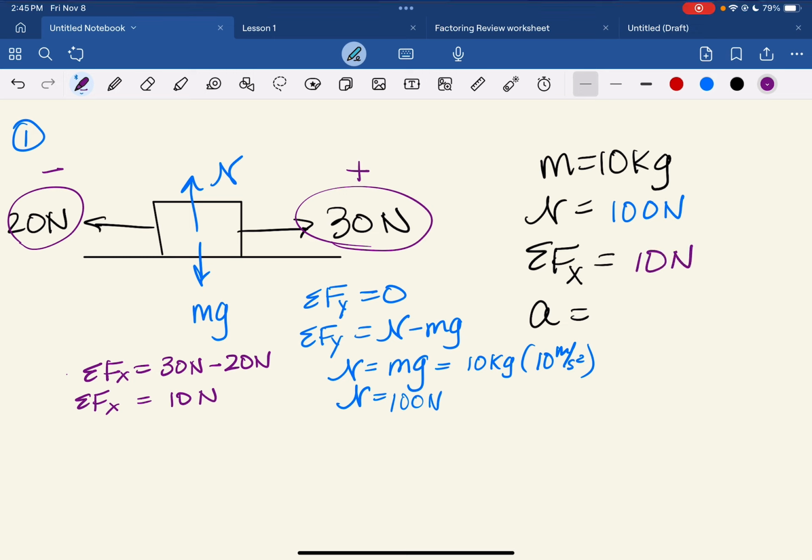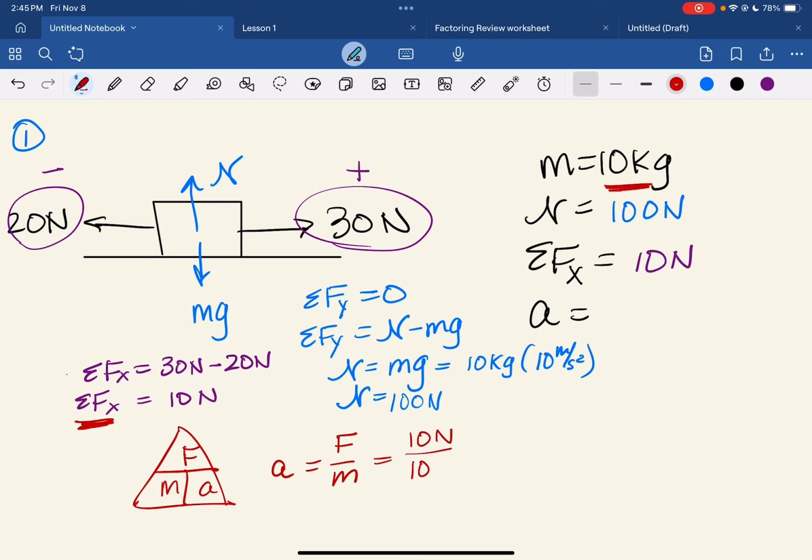So 10 newtons. And then we need to find the acceleration. Remember, we have a magic triangle, force equals ma. So our acceleration is equal to, put our finger over the acceleration, and it's force divided by mass. So force over mass, and that's my net force I'm talking about, and my mass that's over here. So that would be 10 newtons divided by 10 kilograms. So we get 1 meter per second squared. So my acceleration up here, 1 meter per second squared.